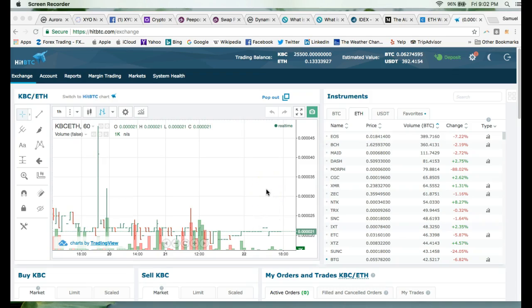If you're new, a novice to this exchange world, I'm going to walk you through how to make your first trade. The first thing you want to do, given that you've already got your tokens or coins in your accounts. Let me show you. I'm going to use Ethereum coin and trade it for KBC. Let me show you how that looks.